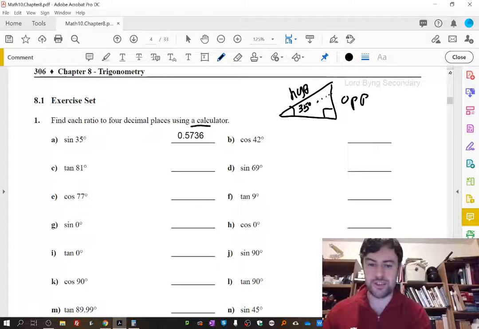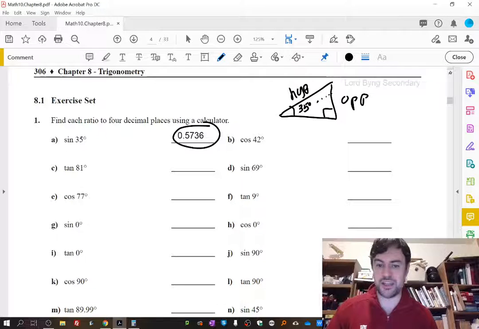So we've discovered here that the opposite side is about 57% the size of the hypotenuse. So a little bit more than half. And that's just guaranteed to always be the case for every right triangle. No matter how big or how small it is, no matter how long the hypotenuse is, the opposite's going to be about 57% the size of it.